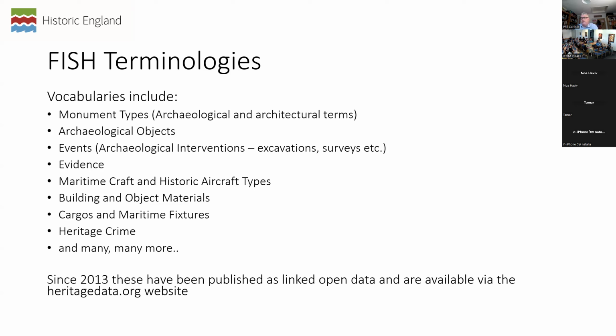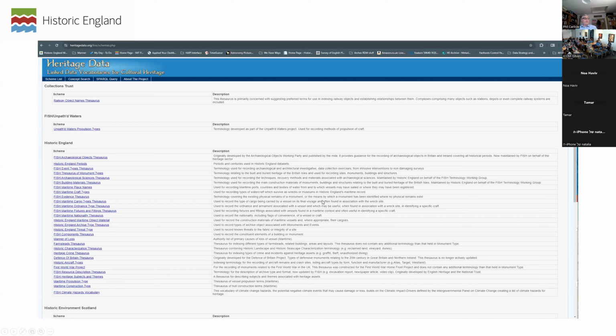We have quite small vocabularies around propulsion types, and up to our largest vocabulary, which is monument types, which is 7,000 concepts. And again, as I say, these have been made available as linked open data, and this is the Heritage Data website. So you can see, hopefully, although it's very small, you can see the list of the vocabularies and the descriptions of them.